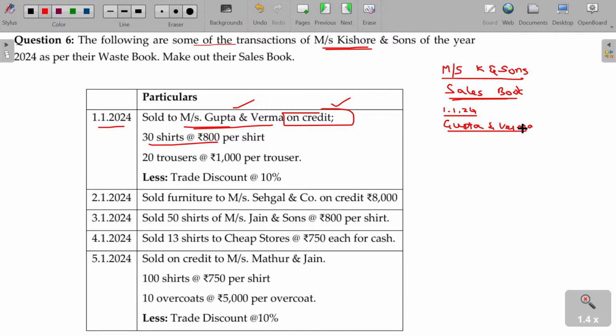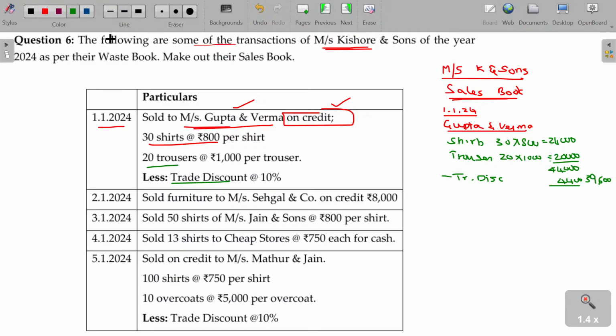And 30 shirts. What is the sales here? 30 shirts at rupees 800 each. What is the value? 24,000. 20 trousers at rupees 1,000 each, 20,000. Total 44,000. Of course, there is a trade discount of 10%, 4,400. So the value is 39,600.